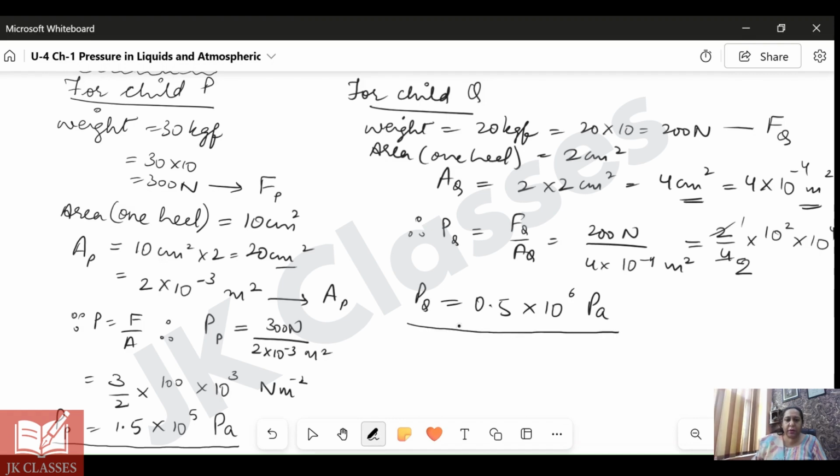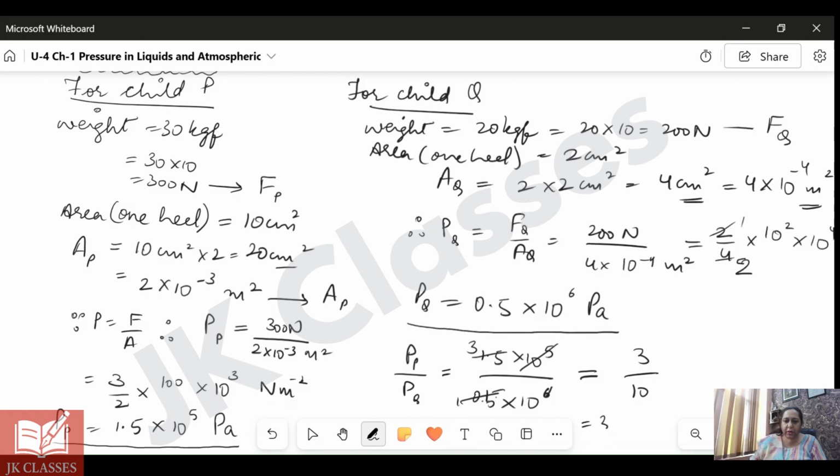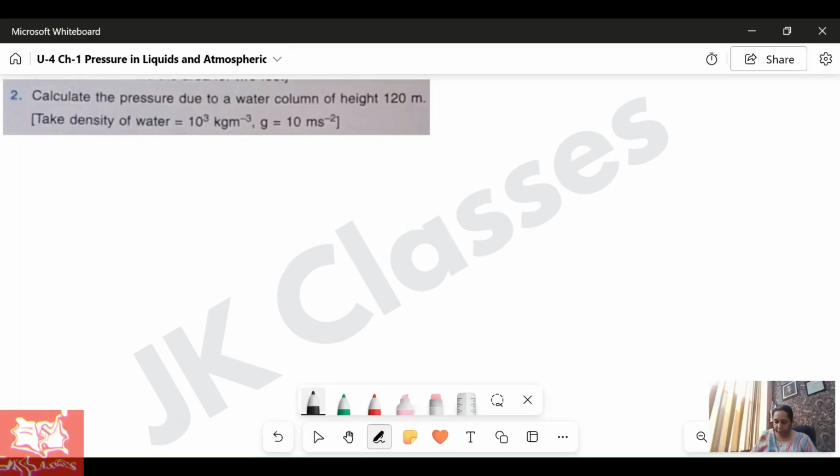Now, as per the demand of the question, we have to compare both these pressures. So pressure in case of child P over pressure in case of child Q can be written as 1.5 into 10 raised to power 5 over 0.5 into 10 raised to power 6 is equal to 3 over 10, which is written as 3 is to 10, which is your answer. I hope this question is clear. Moving to our next question, question number 2.